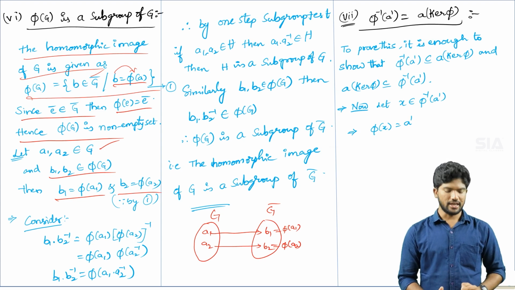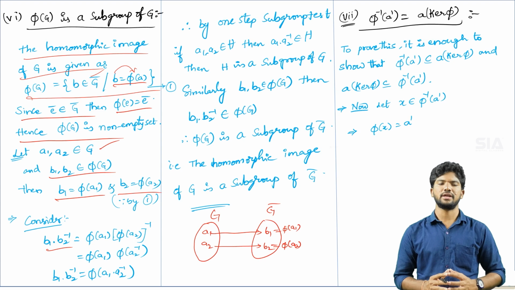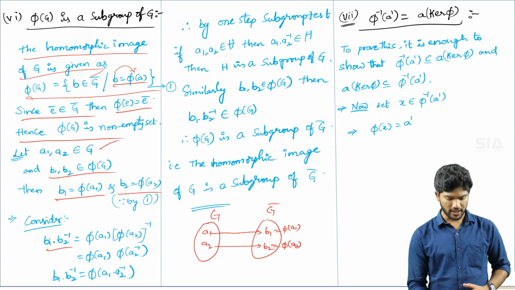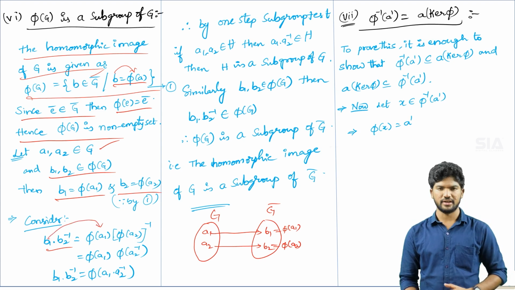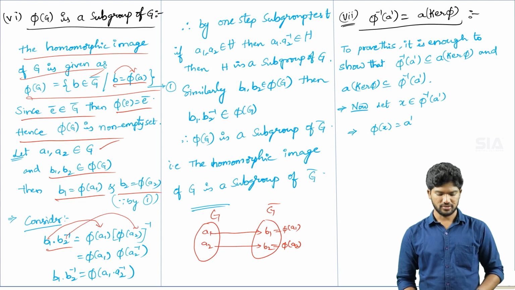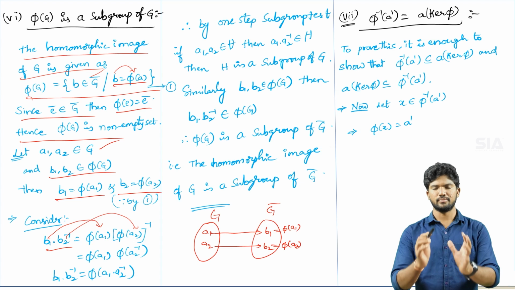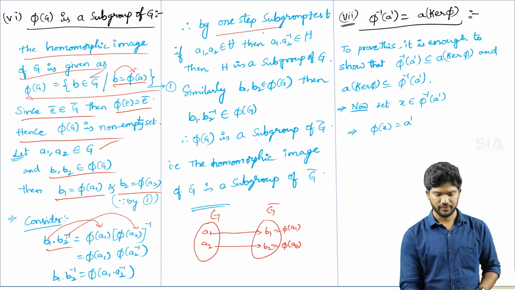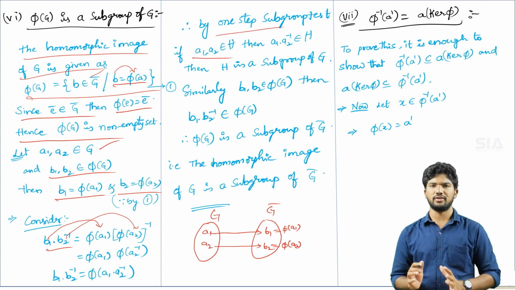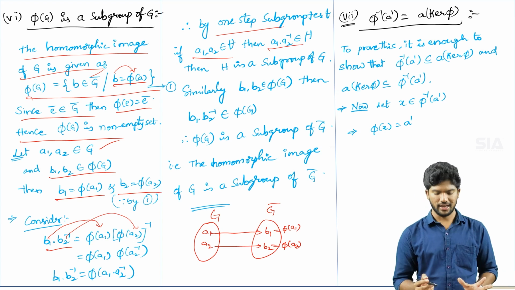Now consider the quotient value b1 into b2 inverse. According to the defined condition, b1 is equal to pi of a1, and for b2 inverse you have this value. So apply the homomorphism condition. If you simplify them again by applying the one step subgroup test, you will get that if a1, a2 belong to capital H, then a1 a2 inverse belongs to capital H.